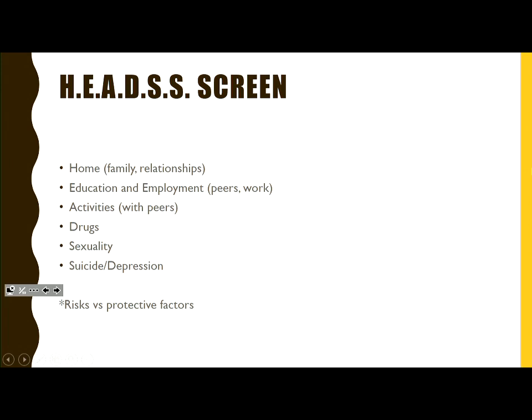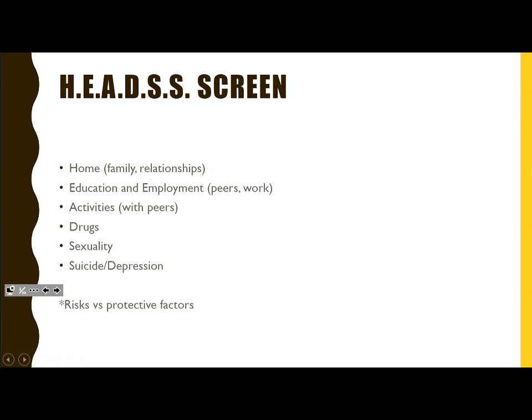And you want to get a sense here of who lives with them at home and how their relationships are with them. So do you get along with mum and dad? Do mum and dad get along with each other? Is there a lot of fighting in the household? So you're looking for protective factors like, oh, mum and I get along really well, or risks like, oh, there's a lot of fighting in the household, no one's ever home, I'm neglected. Those sorts of things.